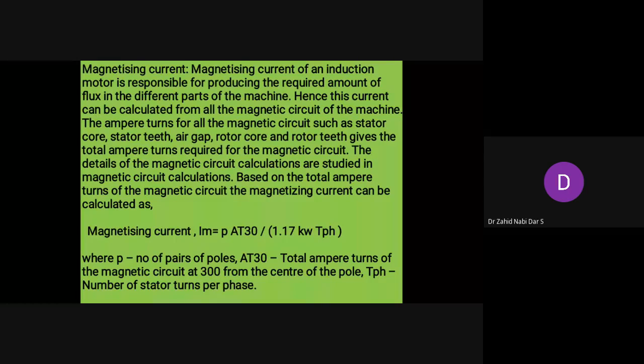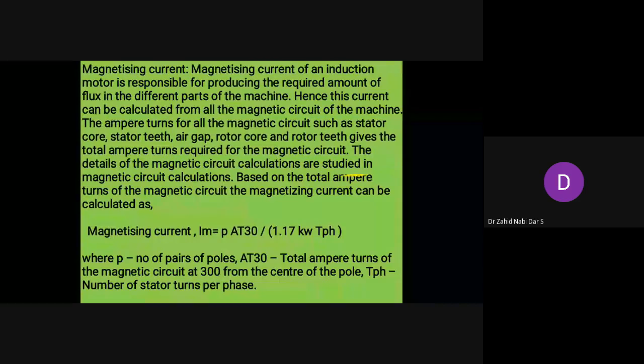Here is the equation: magnetizing current Im equals p, that is the number of pairs of poles, times AT30, that is the total ampere turns of the magnetic circuit at 30 degrees from the center of the pole, divided by T phase, that is the number of stator turns per phase, and Kw is the winding factor.